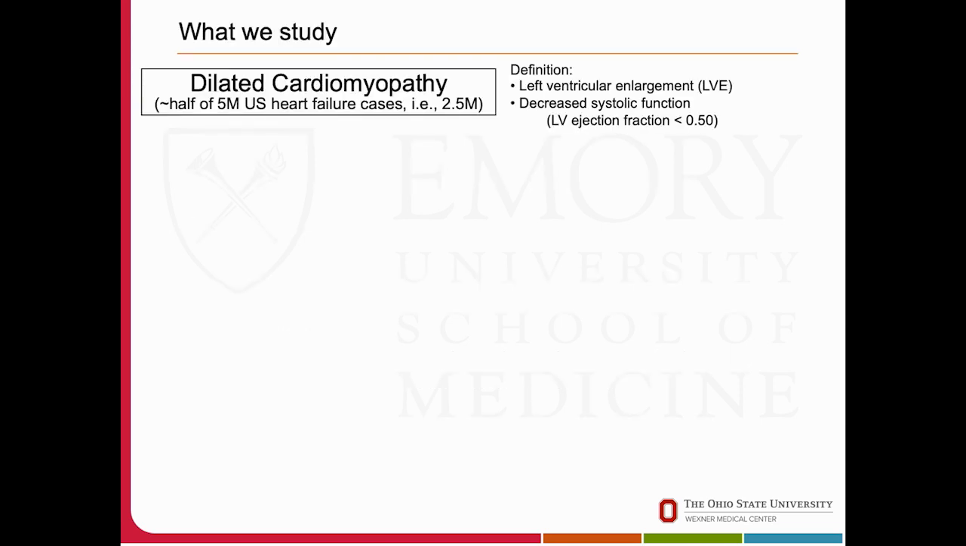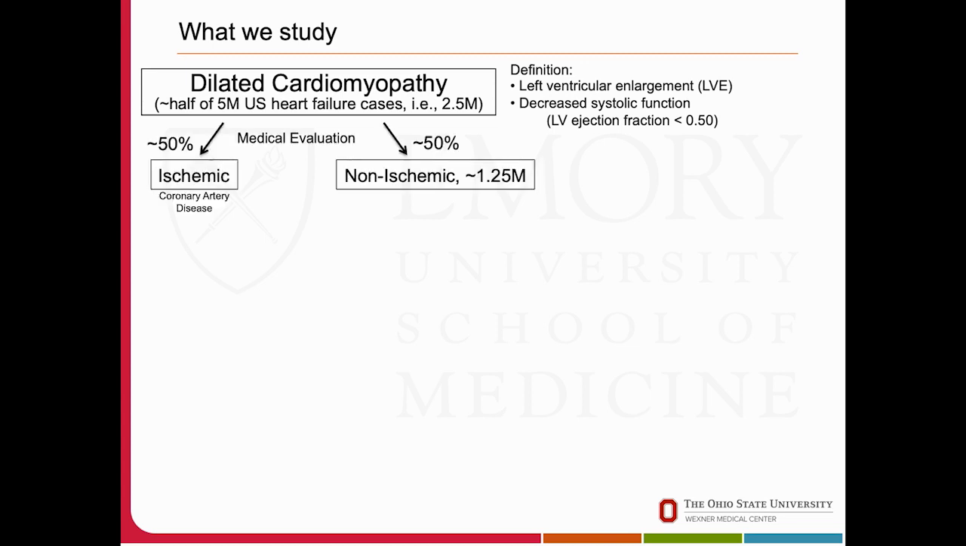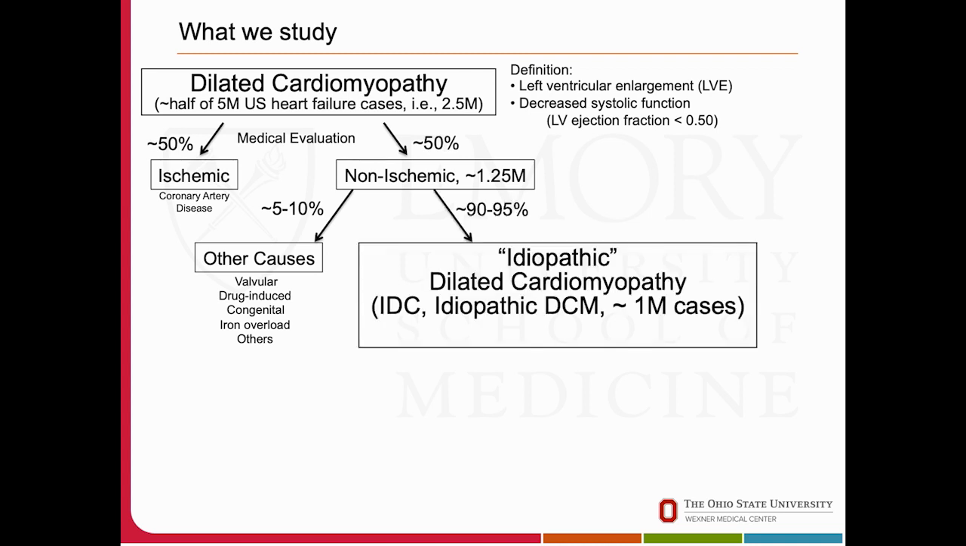So what we study is dilated cardiomyopathy, defined as such. Of course, we sort out ischemics from non-ischemics. We do estimate that of the overall, it's probably closer to 6 million with heart failure. If half of that is heart failure with reduced ejection fraction, and we estimate half or more is ischemic and the other half is non-ischemic, and then we sort out other causes as shown. What's left we call idiopathic.